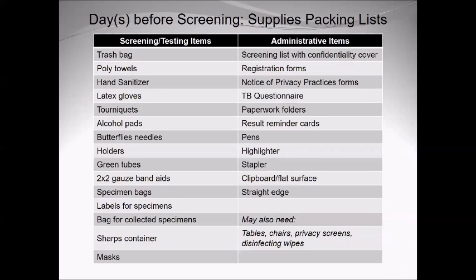This is off the assumption that you're using QFTs and not skin tests, but you can adjust it accordingly depending on what you use. And then on the right are more administrative items. You have all your paperwork things to not forget, pens, very important, very easy to forget, flat surfaces to write on, clipboards, and then also depending on the space, you may actually need to bring things that you wouldn't think that you would need to bring. So you might need to bring your own tables, your own flat surfaces, chairs, privacy screens, disinfecting wipes. It just depends on the kind of space that you're working out of.